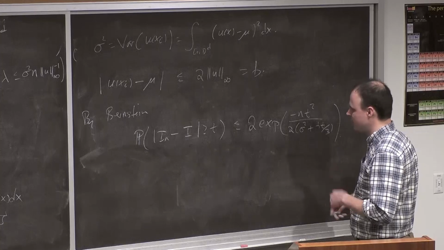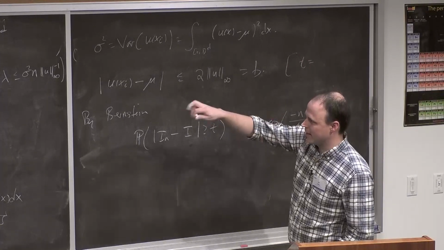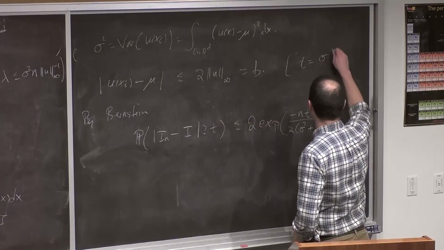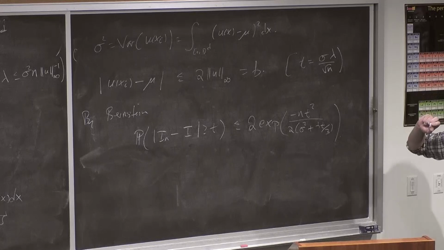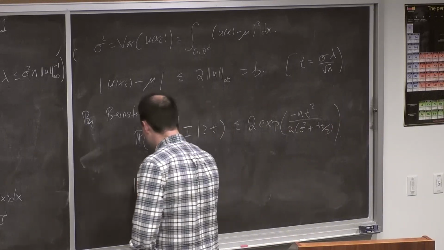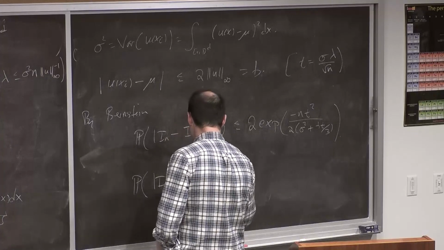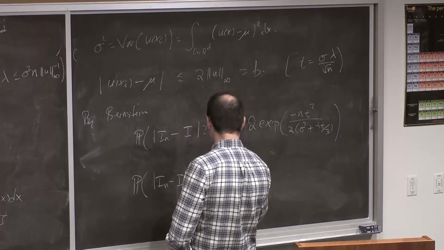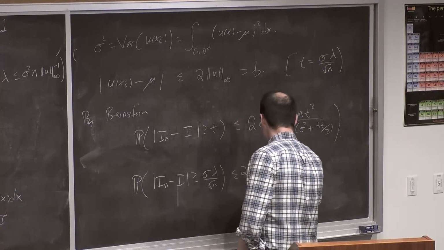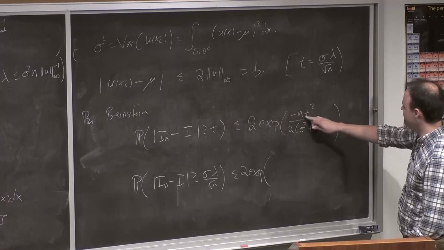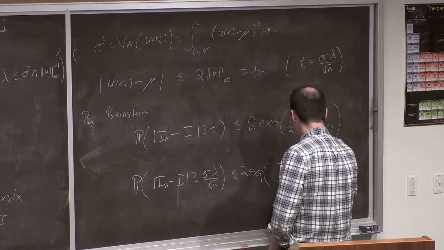And now what you usually do is take t to be what I had here, sigma lambda over root n, and then lambda is the parameter, just to make things better. So this gives me the probability of being bigger than sigma lambda over root n. When I plug it in, in t squared, the n's will cancel out. I'll get a lambda squared and a sigma squared.